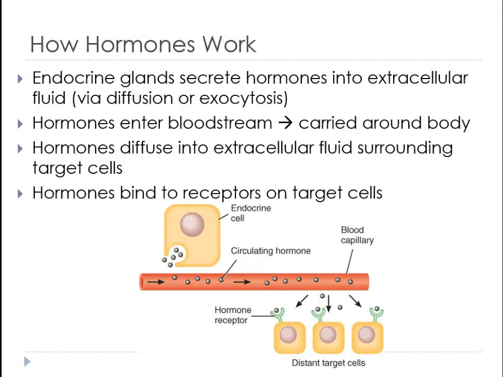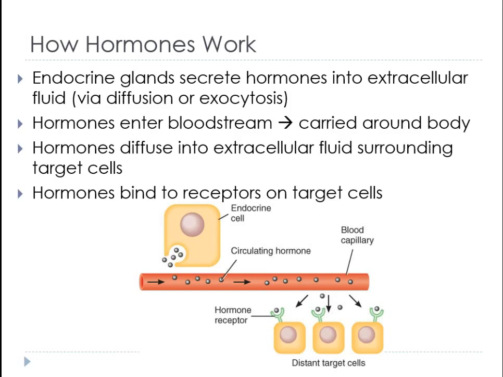So how do these hormones actually work? The endocrine glands secrete hormones into the extracellular fluid. This could be blood, it could be outside the cell itself, and it's going to do it through diffusion or this thing called exocytosis. Remember, exo means outside, and cytosis means a vesicle. So it's going to make a vesicle around these hormones or chemicals and push them outside.